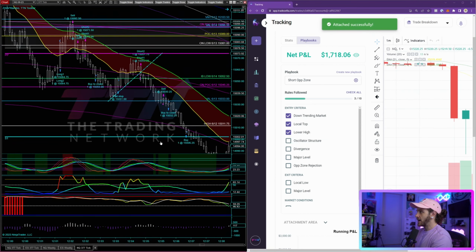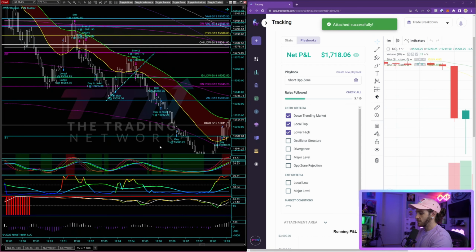Now, the fourth checkbox is going to be oscillator structure. We do indeed have some great oscillator structure, with our Z-cubed momentum oscillators curling and crossing to the downside at the same time that price is printing that local top. We also have the PMARP crossing the signal line to the downside, and we have the BBWP crossing the signal line to the downside as well.